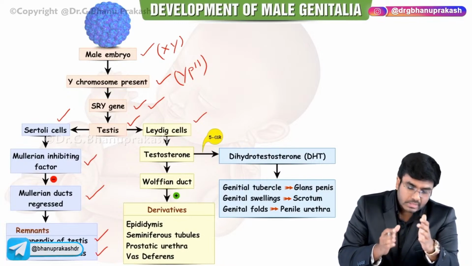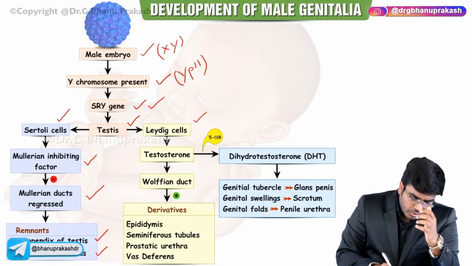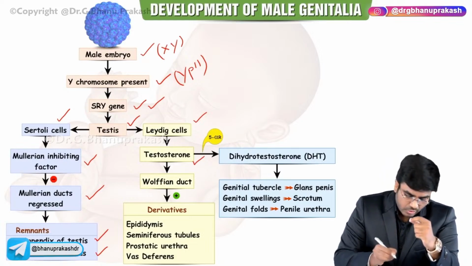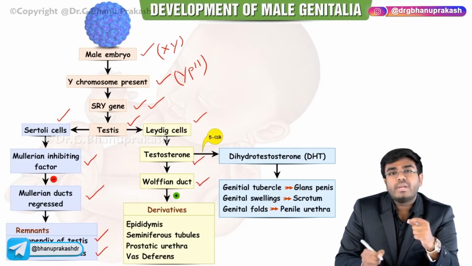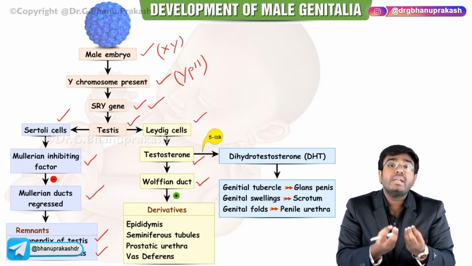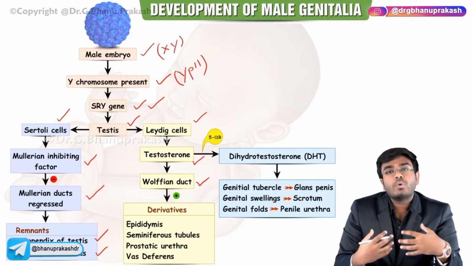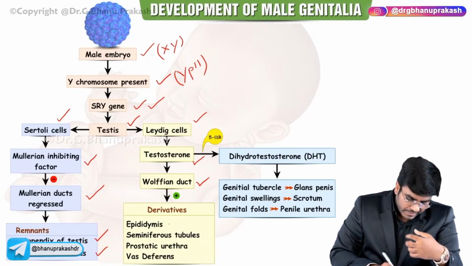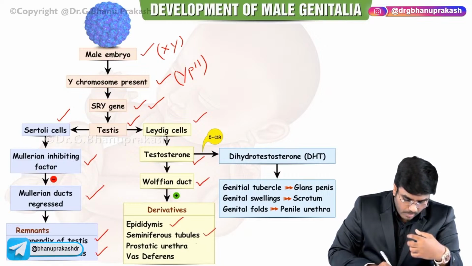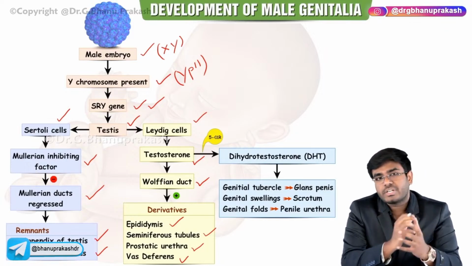Now let's talk about the other half of the slide. Leydig cells are going to make testosterone. Now this testosterone is going to act on the Wolffian duct. So whenever testosterone acts on the Wolffian duct, it expresses as the internal reproductive organs in the male, something like epididymis, seminiferous tubule, prostatic urethra and vas deferens. These are all parts of the male reproductive structures.